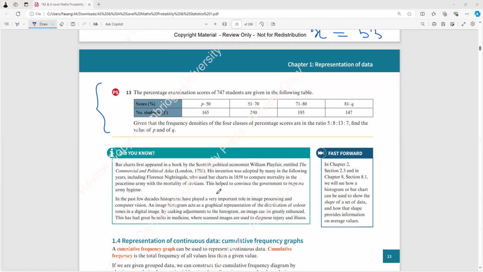The percentage examination scores of 747 students are given in the following table. Given that the frequency densities of the four classes of percentage scores are in the ratio 5, 8, 13, 7, find the value of this one. Then first you need to convert or get the lower limits.